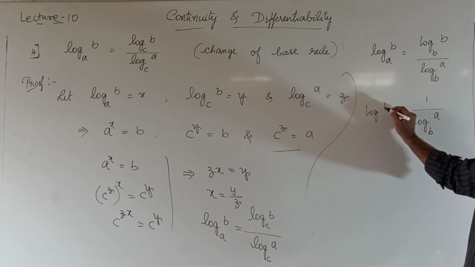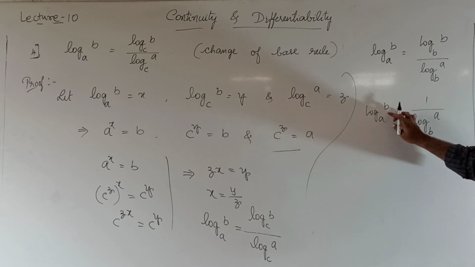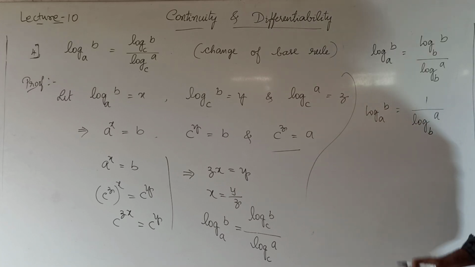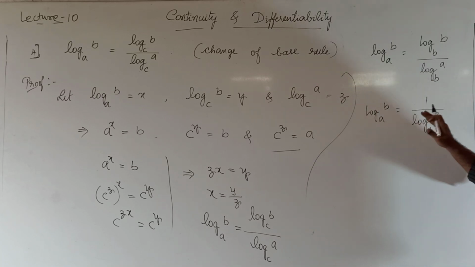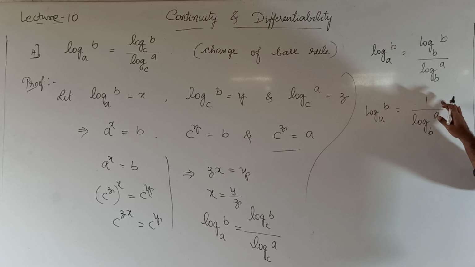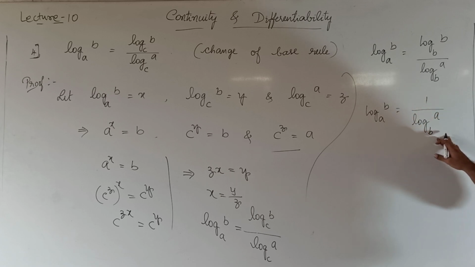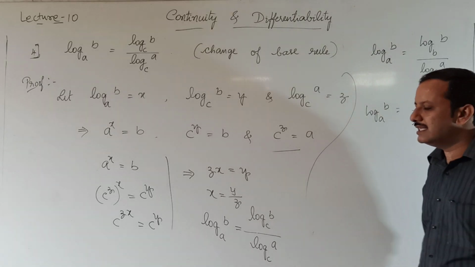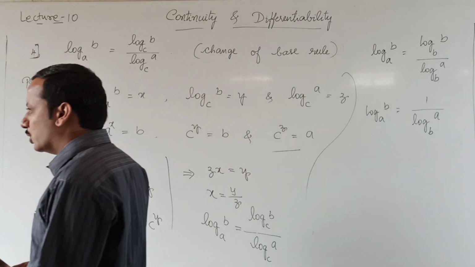So what we observe here is that if I interchange a and b, then here I have to take the reciprocal. Log b to the base a is equal to 1 by log a to the base b. Okay? Then these are the four properties you should know.